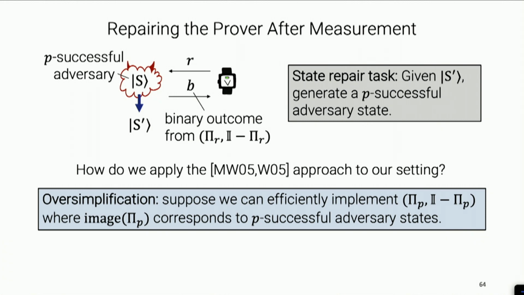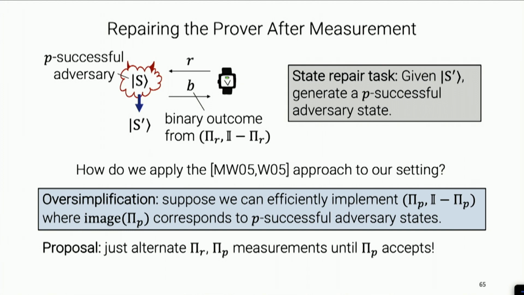At this point, it should be a total mystery where this comes from. Why is this even a well-defined subspace? But let's just ignore that for a second and pretend that this is reasonable to do. Let's say we had this and could efficiently implement this projection. If we had this, how could we repair the state? Well, this projector says where we want to go, and we also know a projector corresponding to where we are right now. Let's say that this outcome was 1. Then where we are right now is in the image of pi r. So I'm going to alternate the pi r and pi p measurements until pi p accepts.